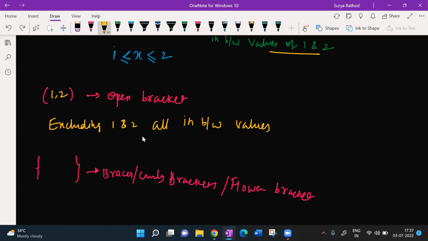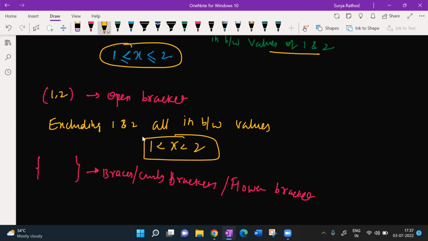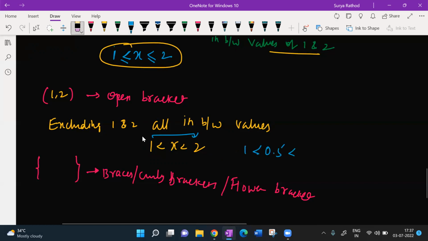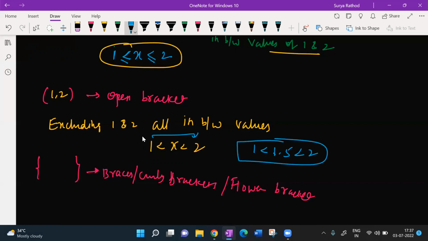So for suppose, the solution which I wrote here, how can I write this? 1 less than x less than 2. What is the meaning of this? I'm not including 1 and 2, but in-between values we are including. Correct? Yes or no? That is the meaning of this. Here x lies between 1 and 2, beta. For example, let me say 0.5. Can I say 0.5 lies between 1 and 2? It is wrong, actually. We have to say 1.5. Can I say 1.5 lies between 1 and 2? Is it correct now? Yes, 1.5 lies between 1 and 2. Yes, that is a correct statement.